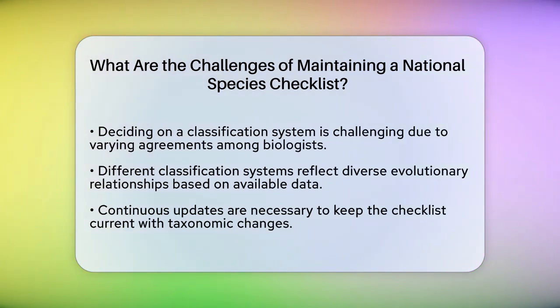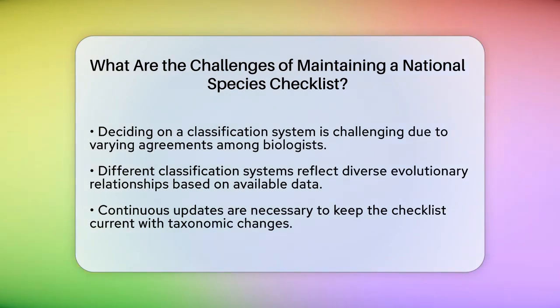There isn't a single classification system that all biologists agree on, and different systems can reflect different evolutionary relationships based on the data and analyses used. This means compilers have to choose a system that works best for their needs, while also being aware that this system is just one of many possible interpretations.